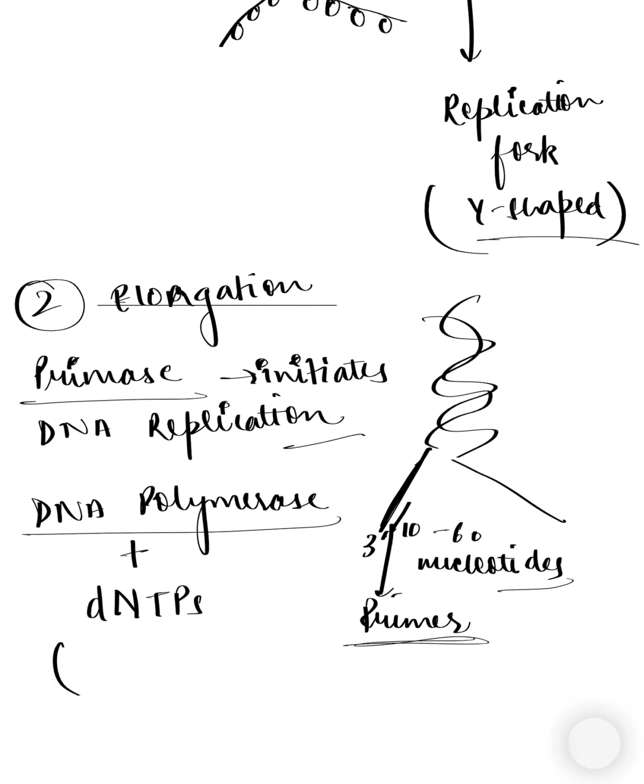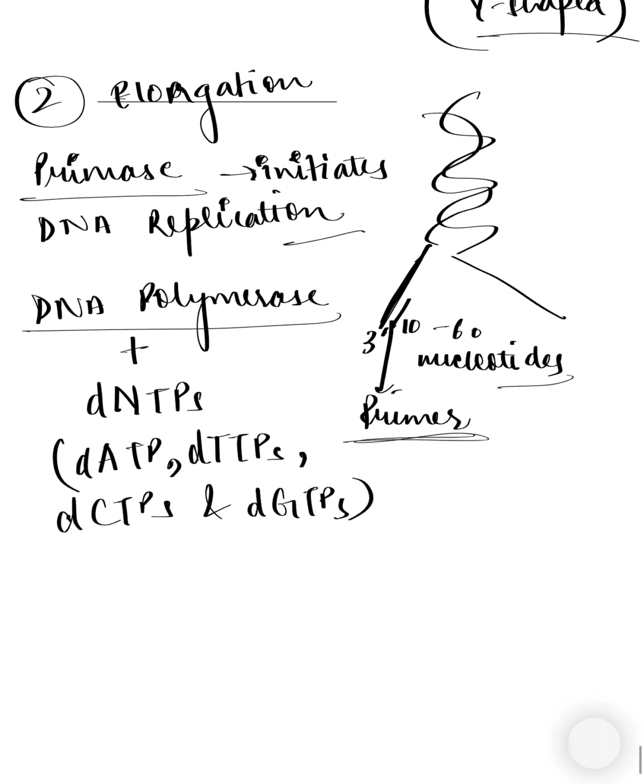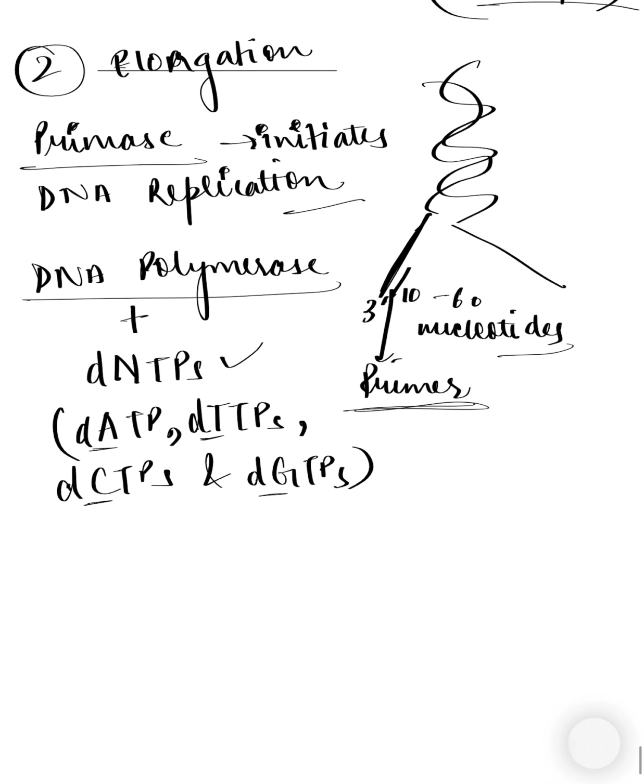We have 4 types of dNTPs: dATP, dTTP, dCTP and dGTP. Right? So these 4 will add the 4 bases of the DNA strands. Right? Now let's talk about this in more detail.